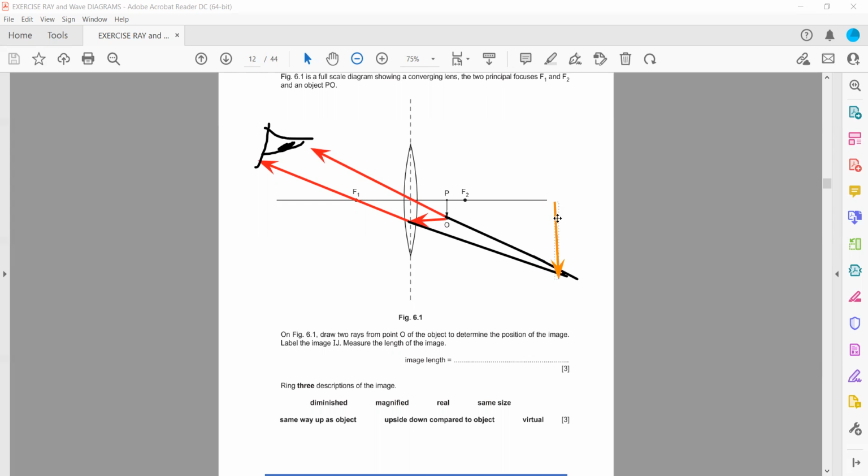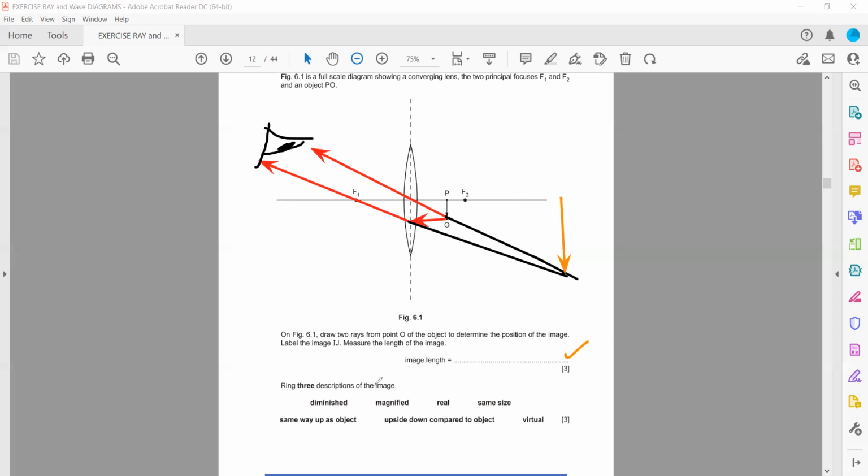It will be somewhat here, but because I'm not using a proper measuring ruler, that's why I'm getting a bit far from the principal axis. But it will be somewhat within this region. Then you have to use a ruler, measure this height, using your scale, measure this height.